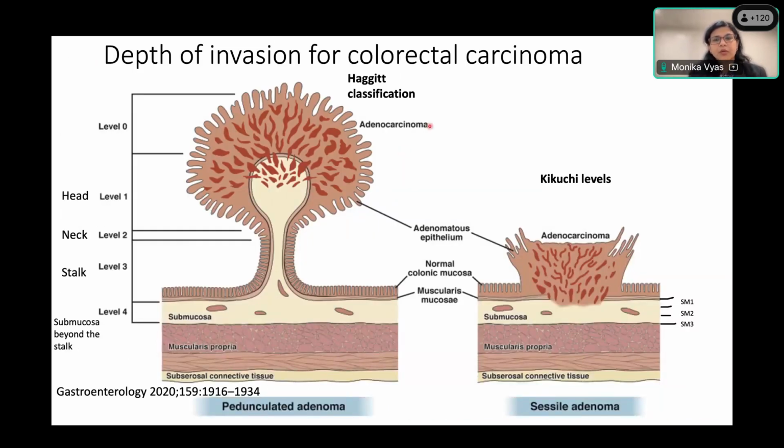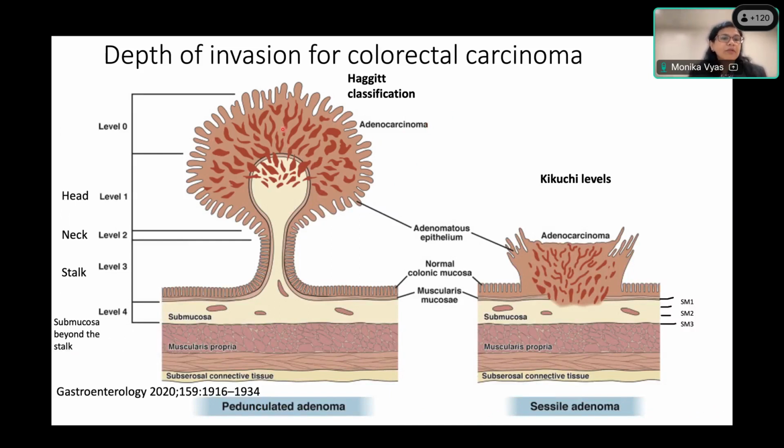So one important consideration in these local resections is the depth of invasion. When you have a pedunculated polyp versus a sessile polyp, your prognostication becomes slightly different. So for pedunculated polyps, you try to give the Haggitt levels.